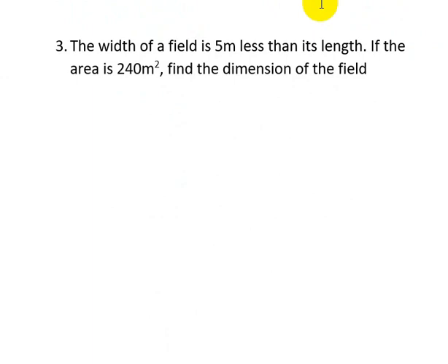Another interesting one again. The third one says that the width of a field is 5 meters less than its length. If the area is 204 meters square, find the dimension of the field.